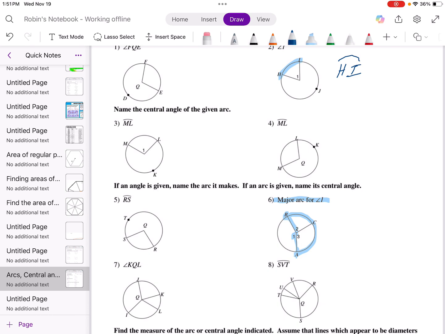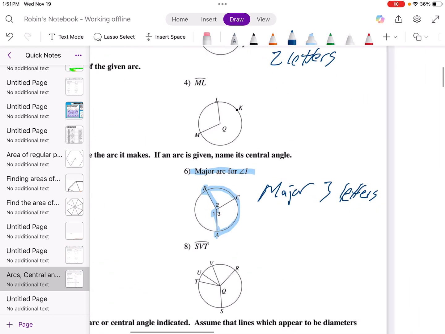Minor arc is 2 letters. Major arc is 3 letters, where the first and the third are where did I start, where did I stop. So I know I started at A, I know I'm ending at B, but I want you to go through C in order to show that here's my A, I'm going around through C, going to B.